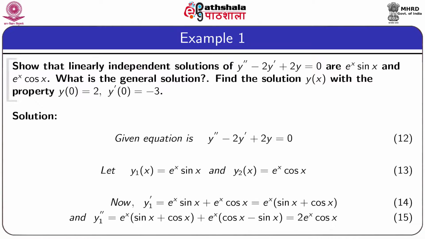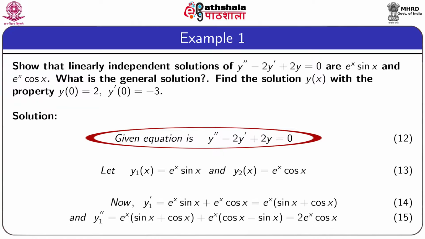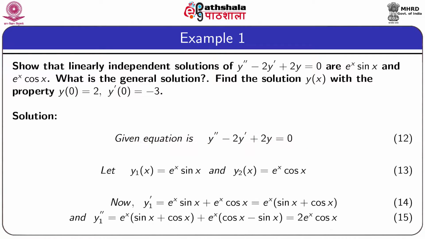We now look into a few examples. The first one, we have to show that e^x sin x and e^x cos x are linearly independent solutions of the differential equation y'' minus 2y' plus 2y equal to 0. And then we have to find its general solution and a particular solution.